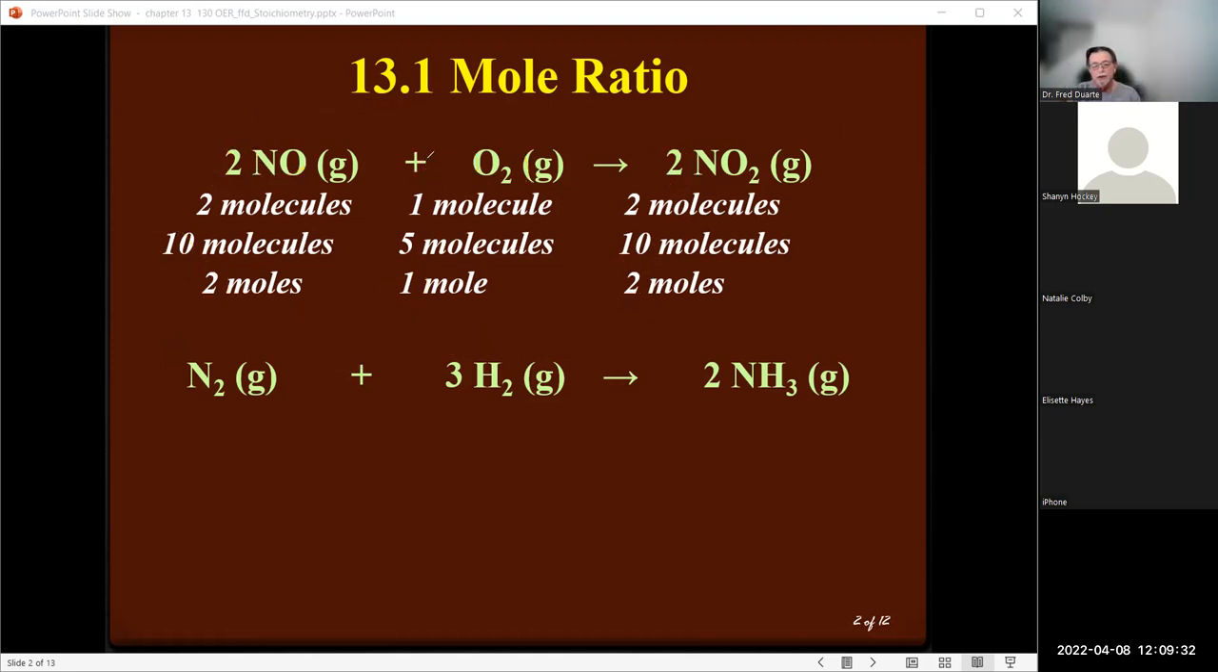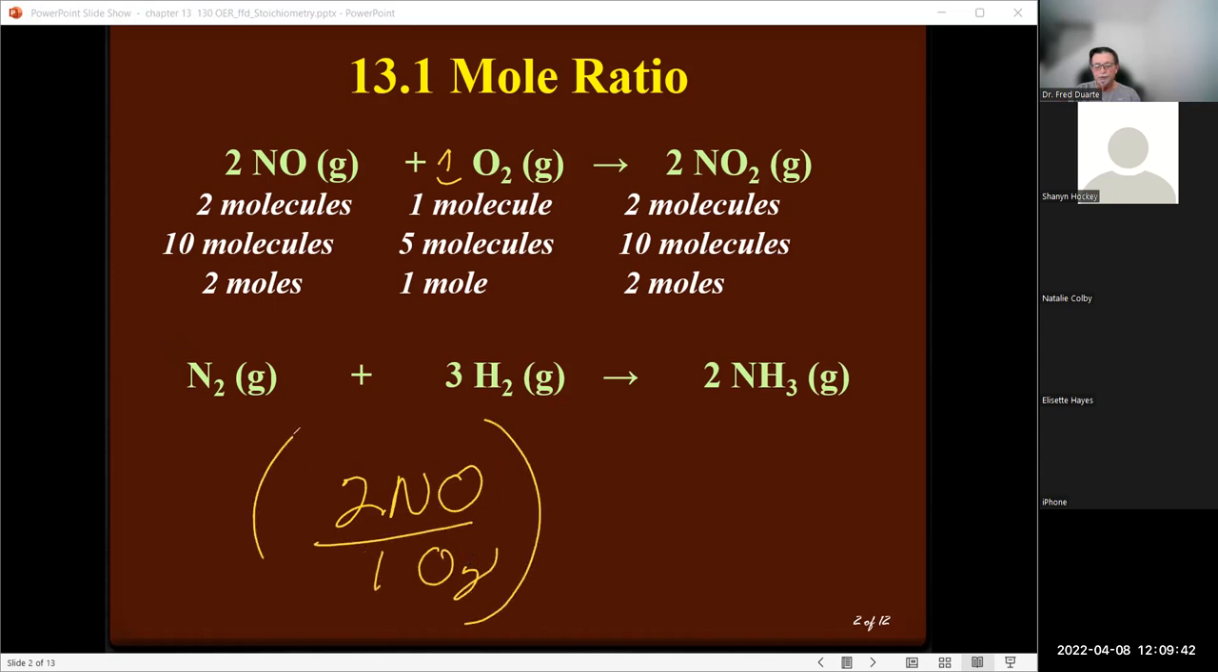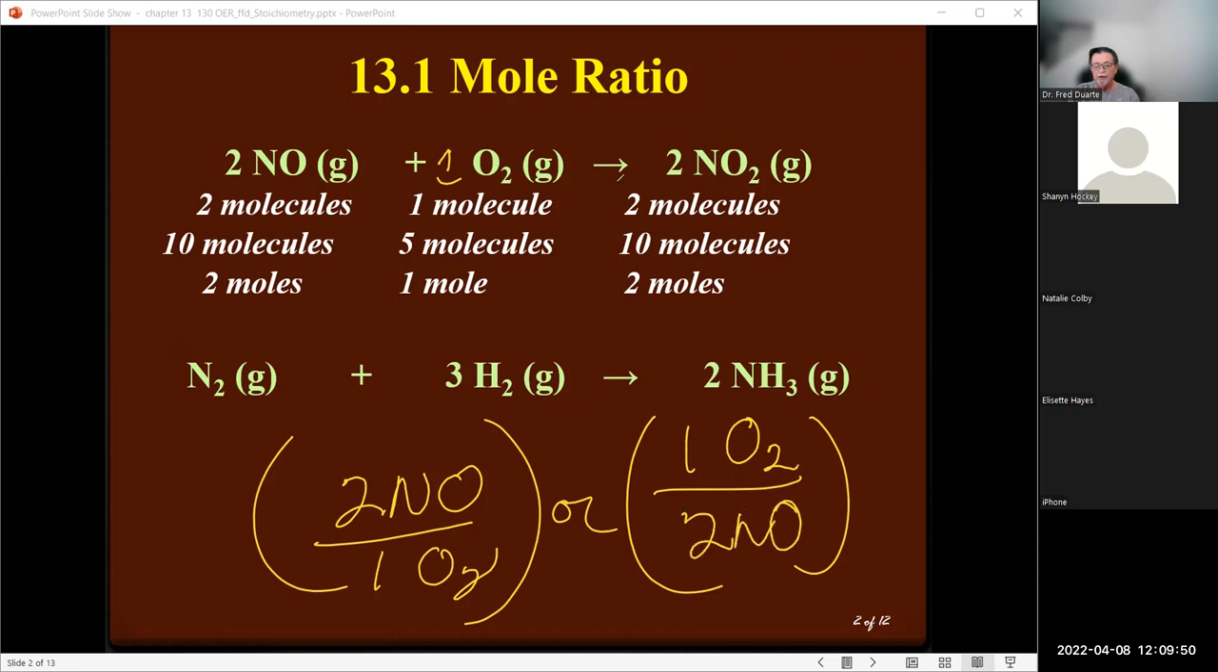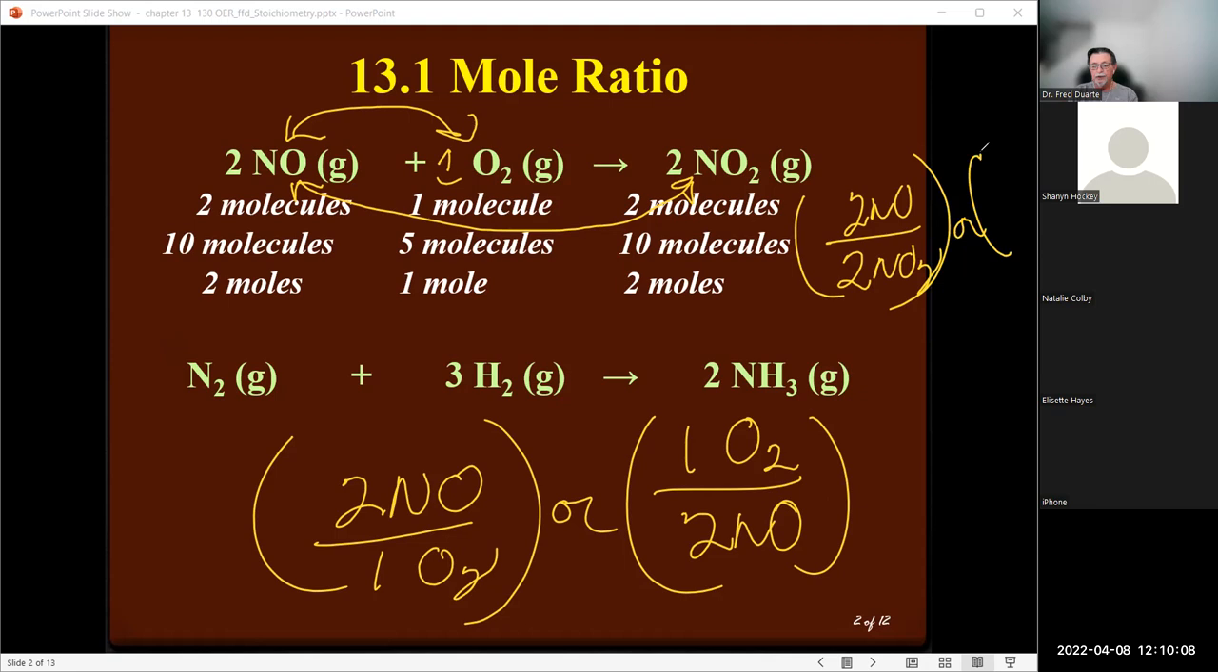Now, this relationship between the reactants is a ratio. So we could write 2NO over 1 oxygen as one ratio, or we can invert that, okay, and write O2 in the numerator and 2NO in the denominator. And that's just between the reactants. But I could do the same thing with respect to one of the reactants and the products, where you can see that there is 2NO per 2NO2. And I can write it like that or invert it, okay?